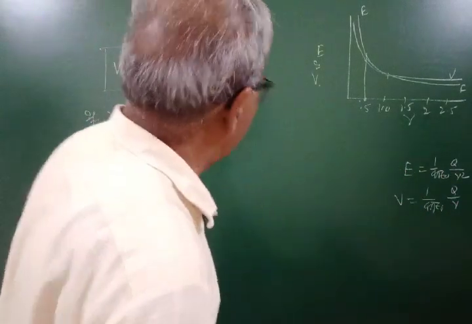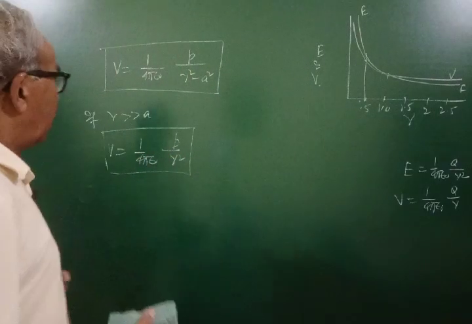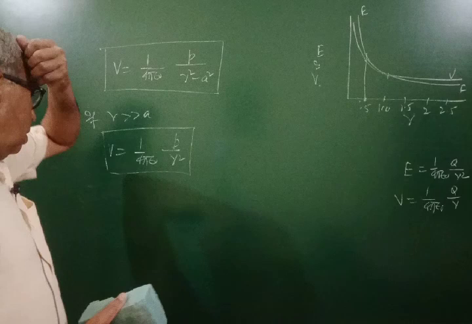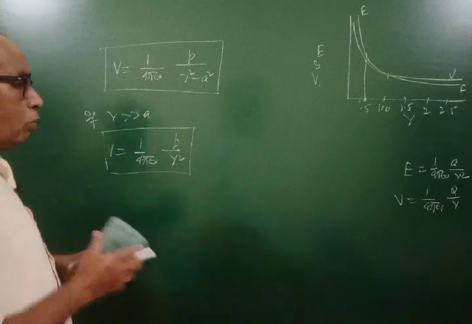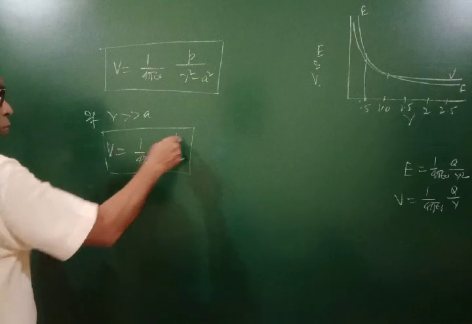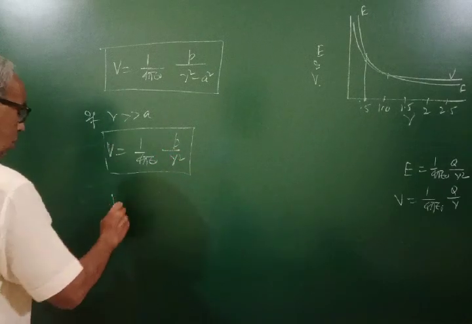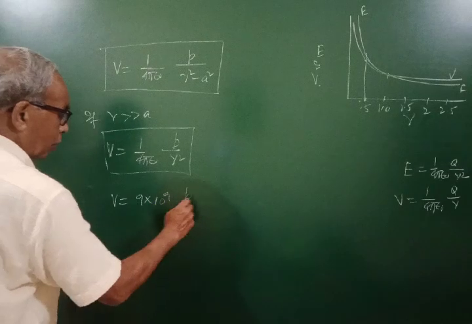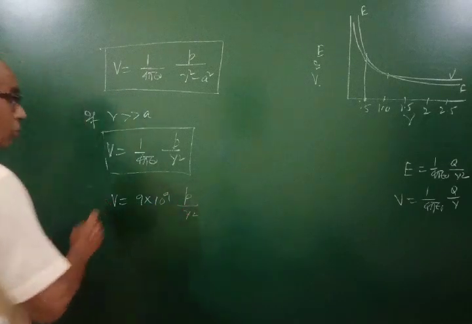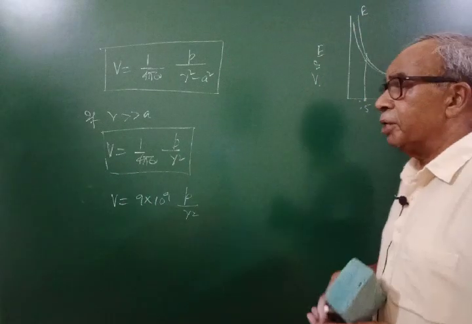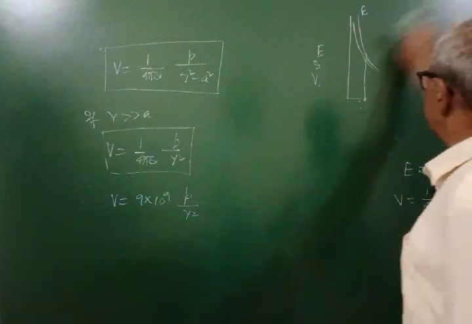Anyhow, the potential due to a dipole on the axis at a far point is V equal to 1 upon 4 pi epsilon 0 p upon r square. p is 2aq, the dipole moment. If r is in meter and p in coulomb meter, V is 9 into 10 to the power 9 p upon r square, so V will be in volt. This is a simple case. Now, the second point is there.